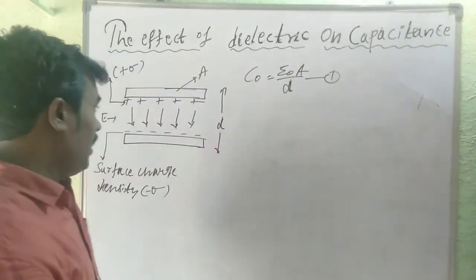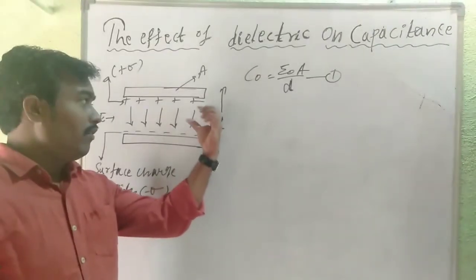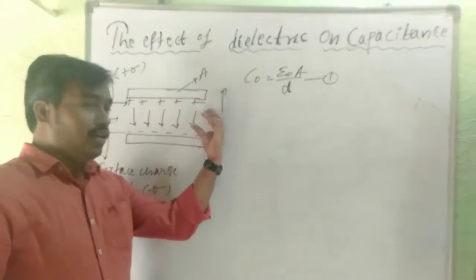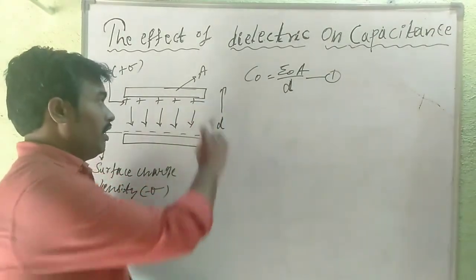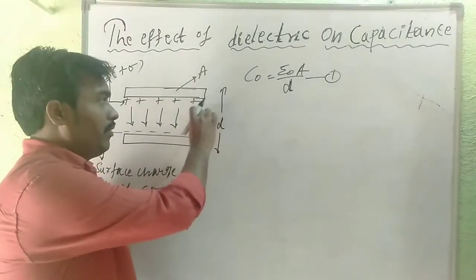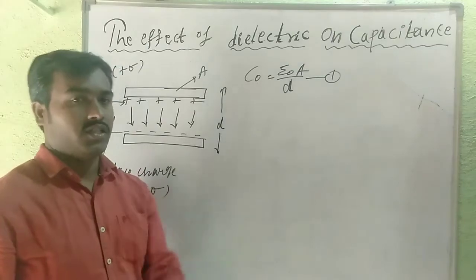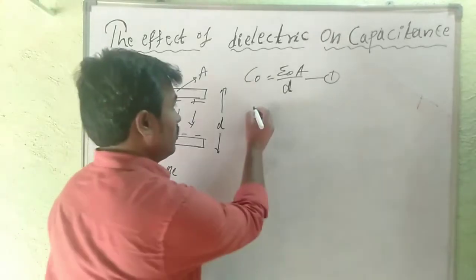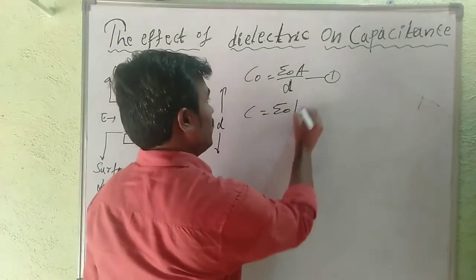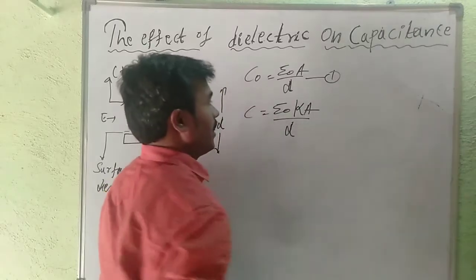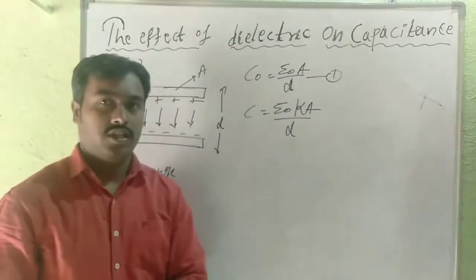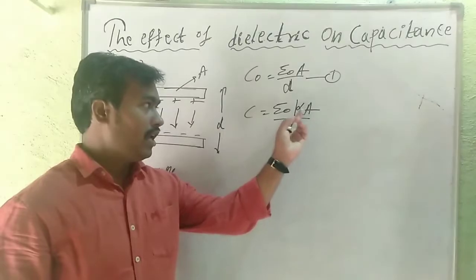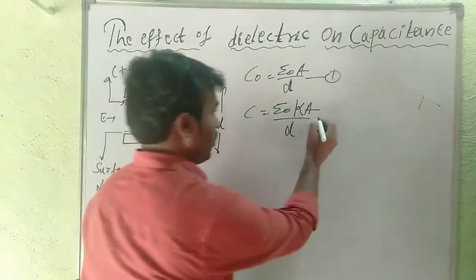If the space between these two plates is filled with a dielectric of relative permittivity K, then the capacitance of the same capacitor is given by C equals epsilon naught K A divided by d, where K is the dielectric constant. This is called equation number 2.